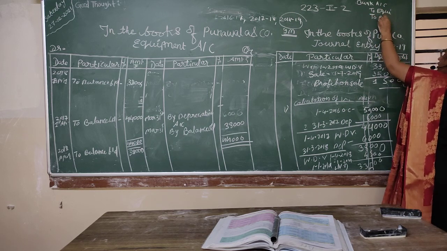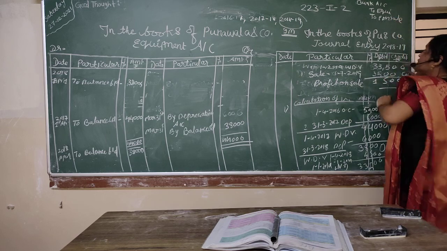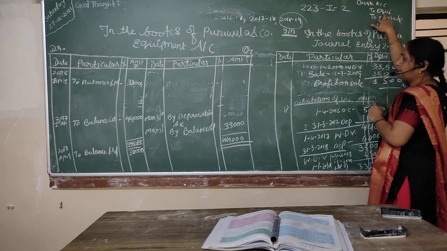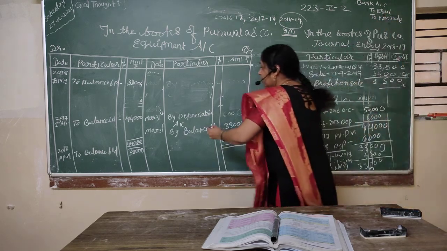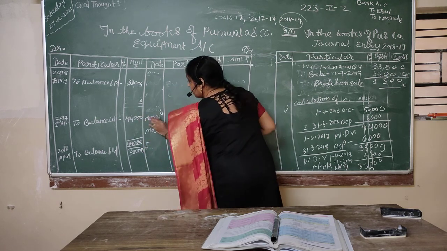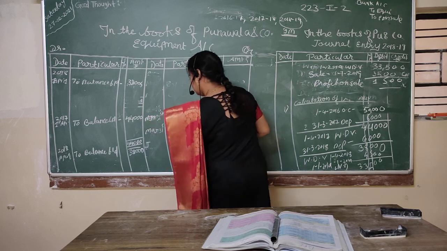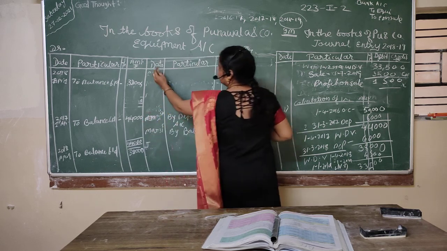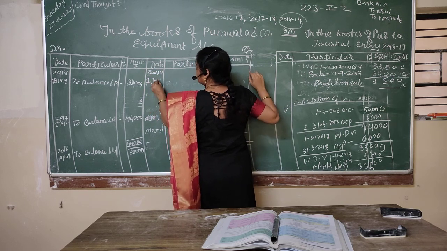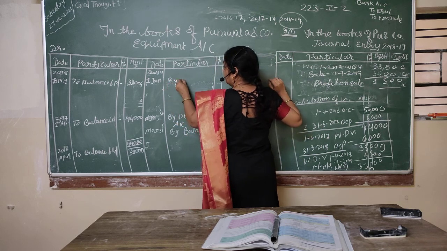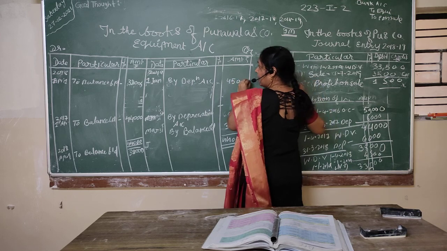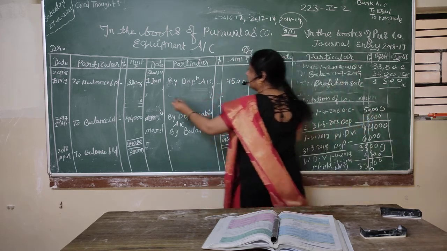So accordingly we will record our journal entry like this: bank account debit to equipment and to profit on sale. No bank account is prepared, no profit and loss account is prepared. We will post the entry only on the equipment account credit side. Here the date we will write is 1st Jan 2019, and first we will write depreciation, by depreciation account 4,500. After charging the depreciation, we will write the sale entry.